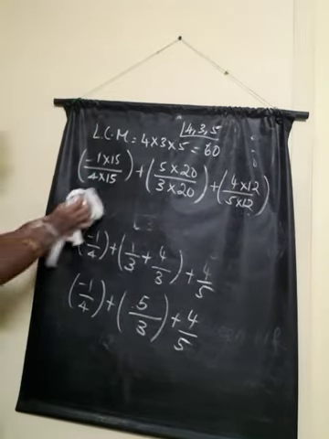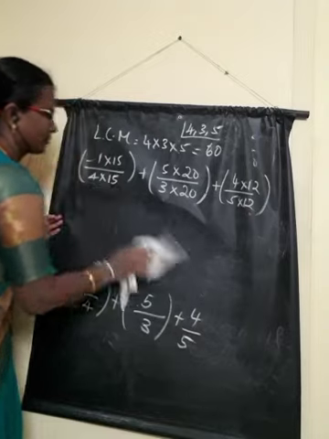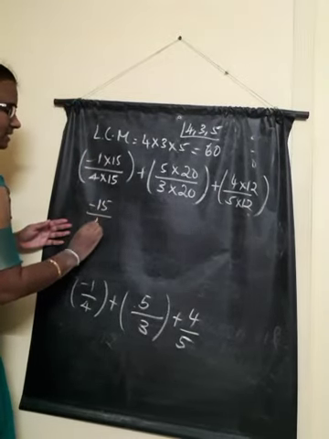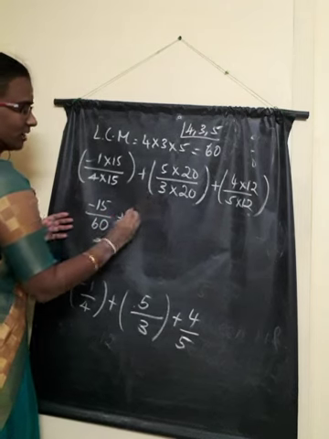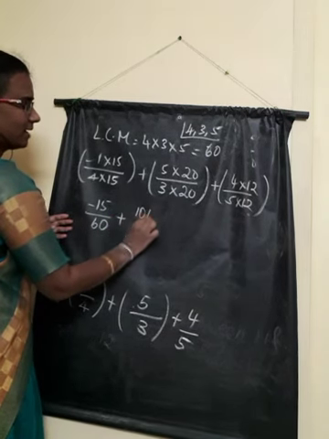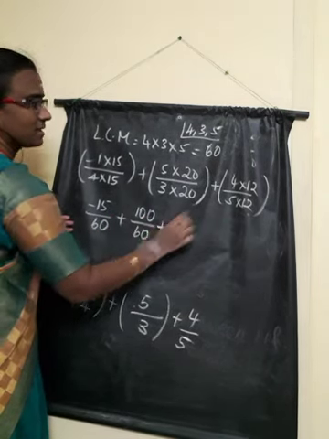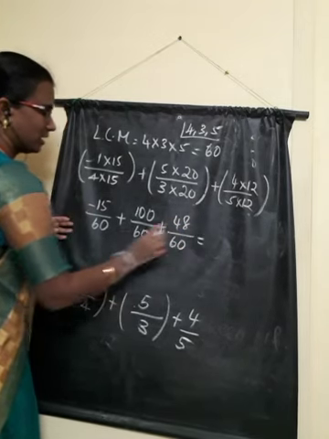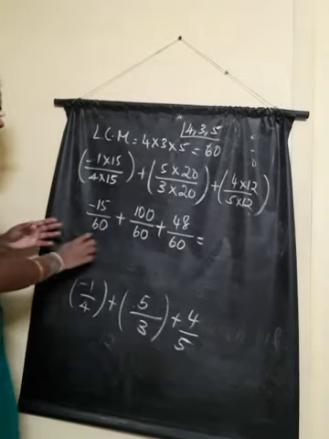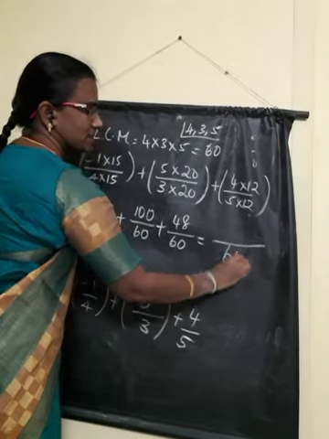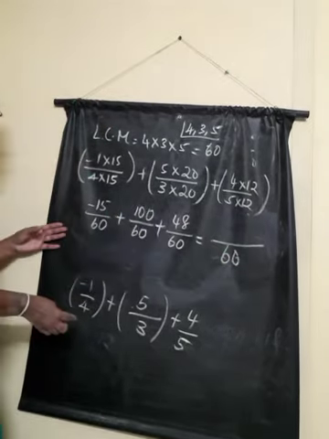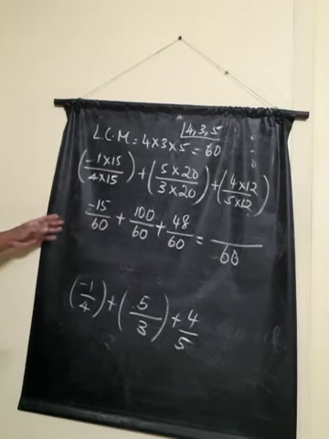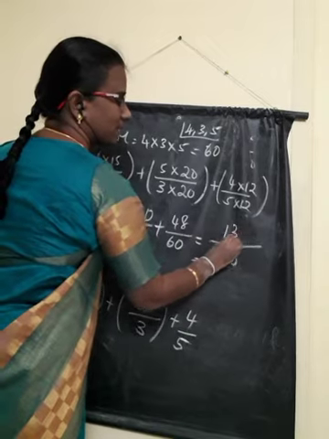Okay. So the next one is minus 1 into 15 is minus 15 by 60 plus 5 20s are 100 by 60 plus 4 12s are 48 by 60. Here the denominators are the same. So write 60. Here 100 plus 48 is 148. 148 minus 15, the answer is 133.